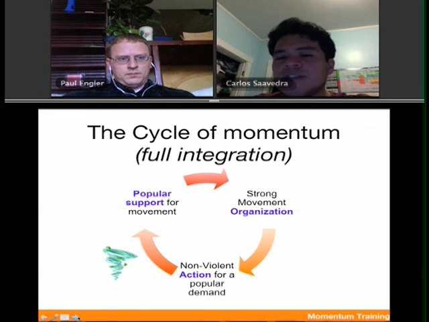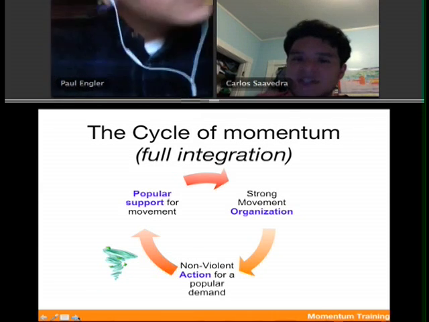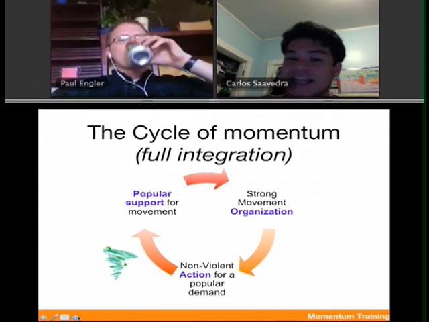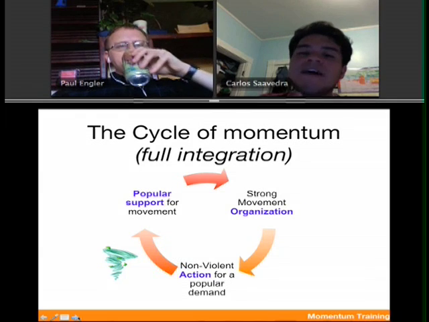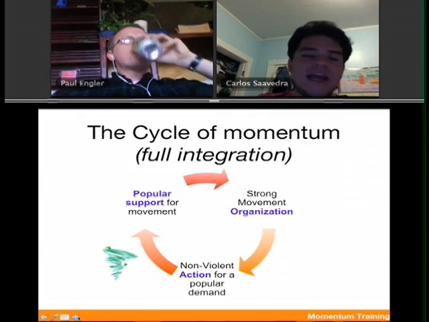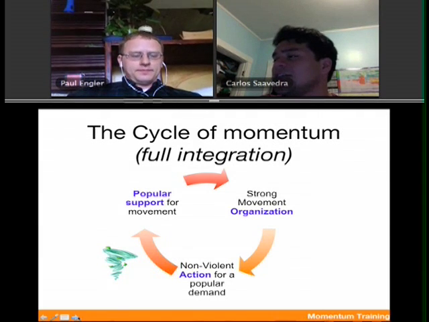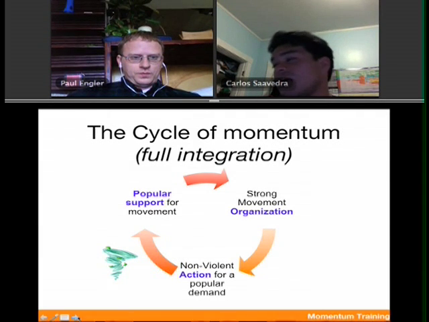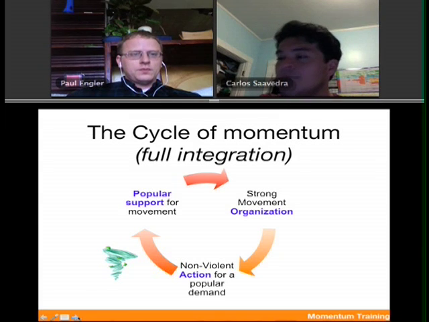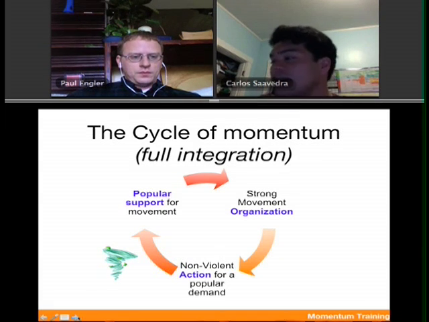So the cycle of momentum: number one, we start with strong movement organization, really having a strong organization that can then do the second step, which is nonviolent action for a popular demand. And as we said last week, this could range from something small like a picket to a rally, to something large like massive civil disobedience or massive sacrifice or a hunger strike of 100 or 200 or 300 or 500 people.